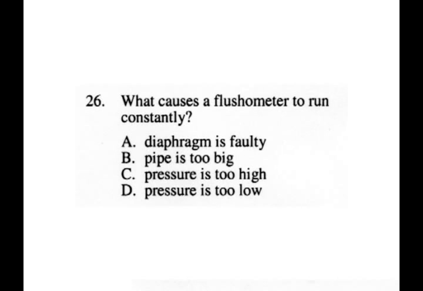Number 26. What causes a flushometer to run constantly? The answer is letter A, diaphragm is faulty. So in this situation, an R&R or remove and replace is necessary.